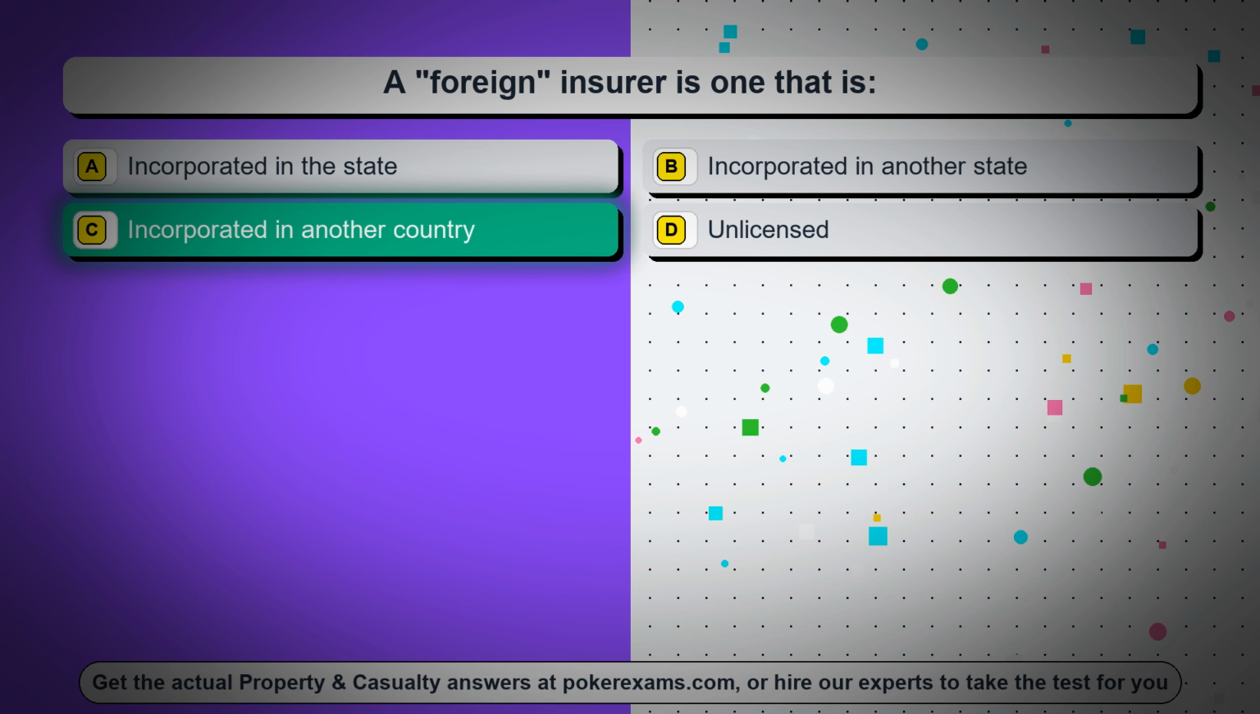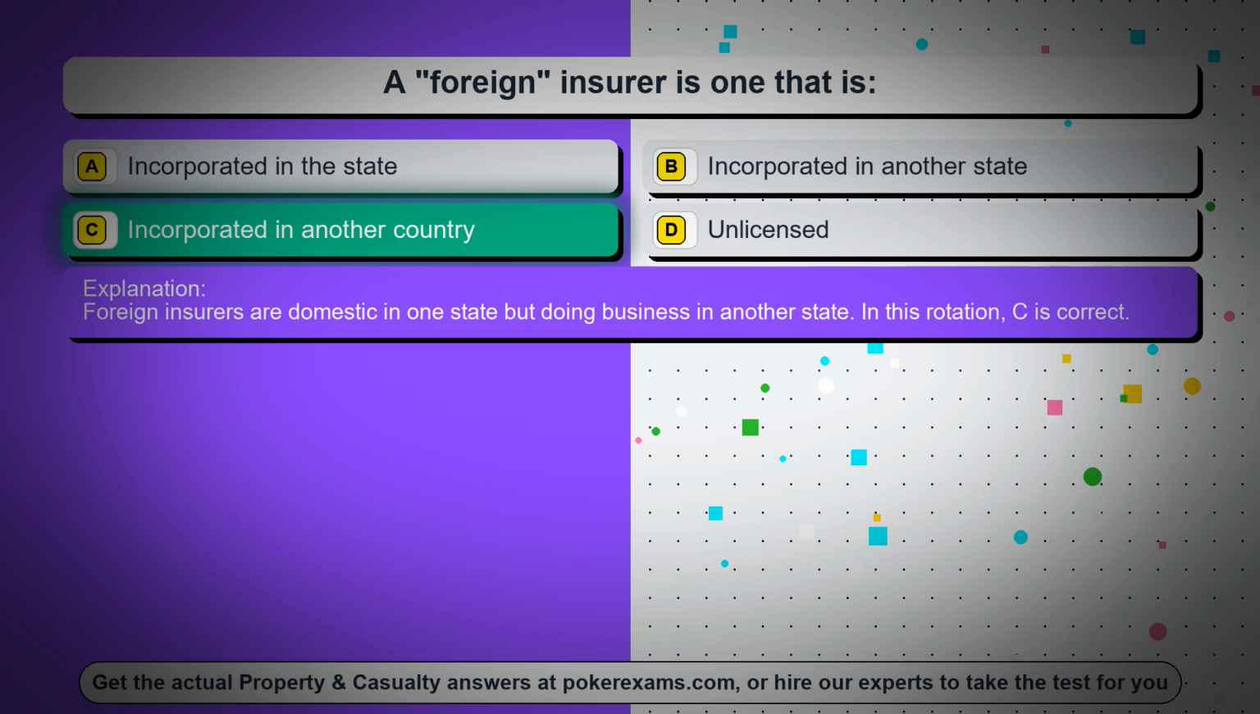Incorporated in another country. Foreign insurers are domestic in one state but doing business in another state. In this rotation, C is correct.